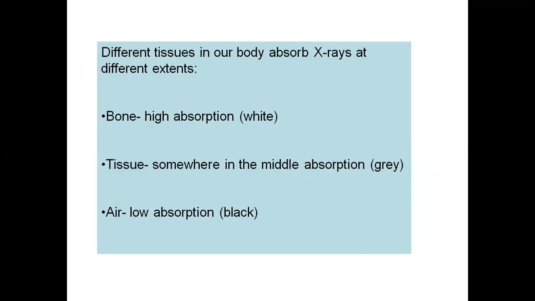Different tissues in our body absorb X-rays to different extents. Bone, high absorption, hence on X-ray bones appear white in color. Tissues with in-between absorption appear gray in color. Air, low absorption, hence it appears black in color.